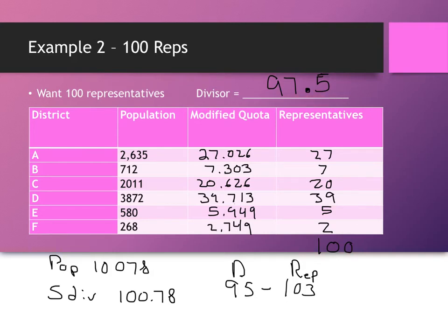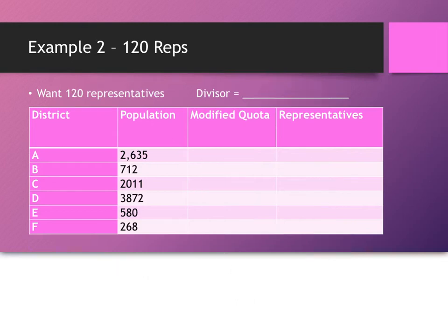Okay, so everything hinges on getting this right divisor, and it's sort of a trial and error thing. You know, you may try the standard divisor, you may go down. Maybe you get too many reps, so you go back up. Maybe you get too few reps, so you go down again. But you have to keep trying and keep trying until you get the right divisor. All right, so we saw how that worked and how everything hinged on getting the right divisor.